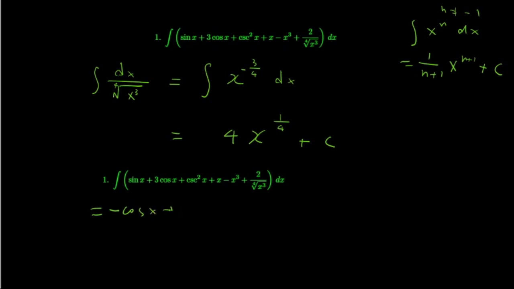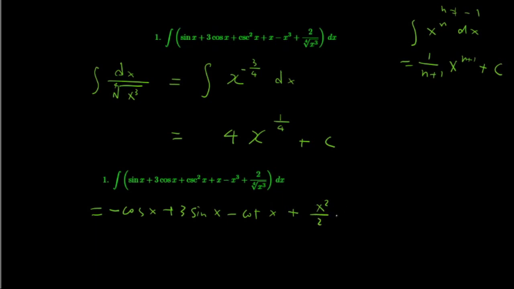And then plus, the antiderivative of cosine of x is sine, so 3 times sine of x. And for this term, which function has the derivative of cosecant squared of x? I believe it's negative cotangent of x, right? All these come from the basic formulas I told you to memorize. And the antiderivative of x is one half times x squared.